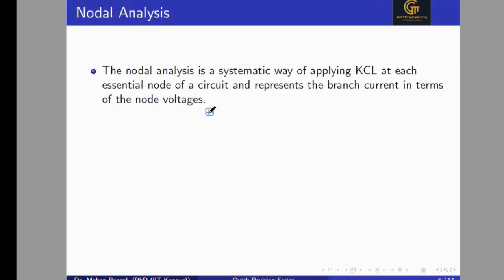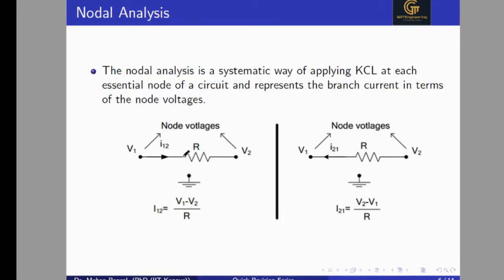Now we'll see what nodal analysis is. Nodal analysis is a systematic way of applying the KCL at each essential node of the circuit, by which we can find the branch currents. We are considering the node voltages V1 and V2 across the branch. So this is a branch. We have one node voltage V1, another node voltage V2, and current is moving from V1 to V2. So current I1 we can compute, that is nothing but (V1 minus V2) divided by R. This is basically nodal analysis.